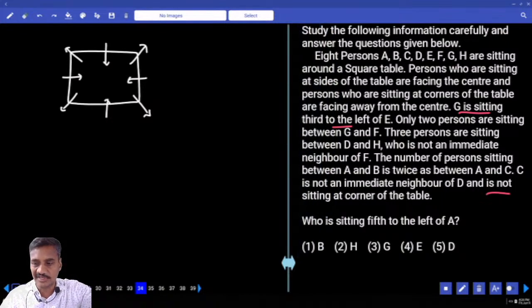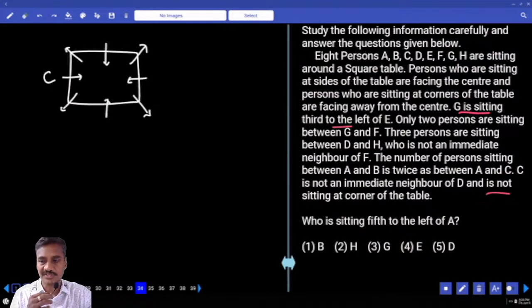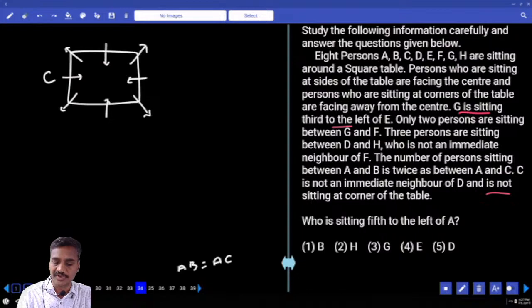C is not an immediate neighbor of and is not sitting at the corner. C is not sitting at the corner. So where should C be? C must be at the center. Clear? And C is at the center. And the number of persons between A and B is twice that of A and C. If this is X, this is 2X.